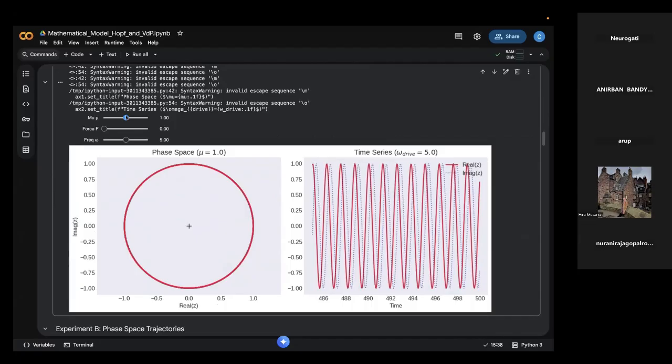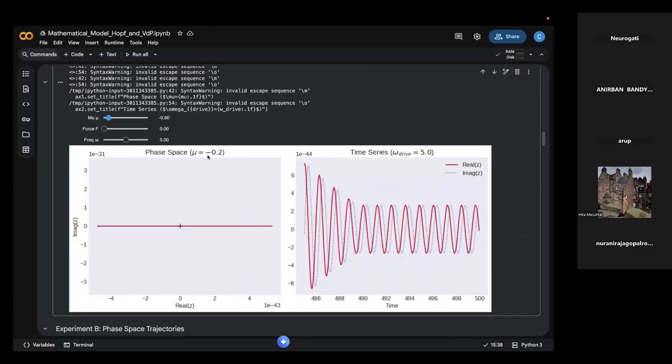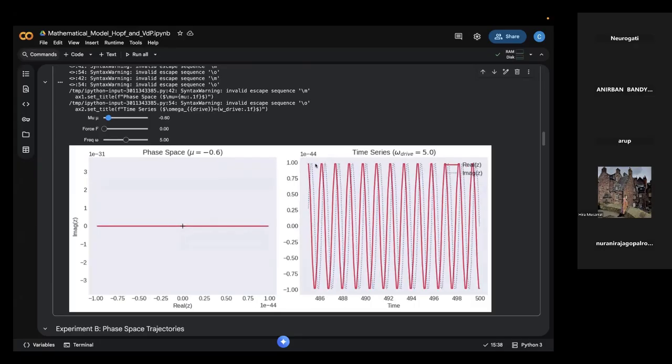So for example, if I were to put mu less than 0, which is minus 0.1, after a while this will stop oscillating and start dying down, giving rise to a spiral, right? So let us reduce it even further. The oscillations have died down completely, right? And if it looks like it's still oscillating, it's because the scales are really small. If you see, it's e to the power minus 44.